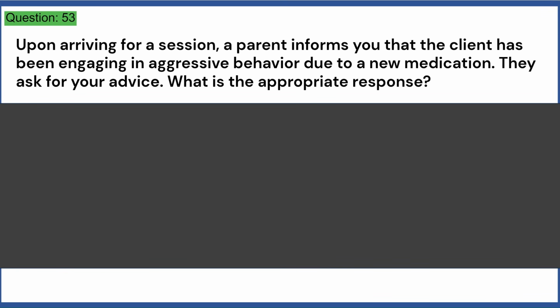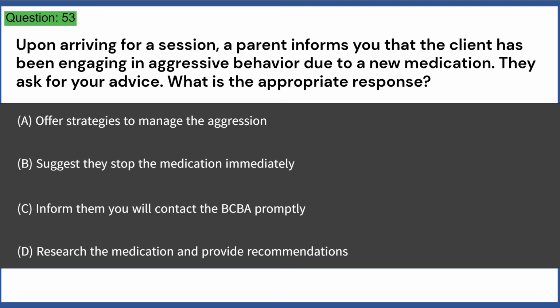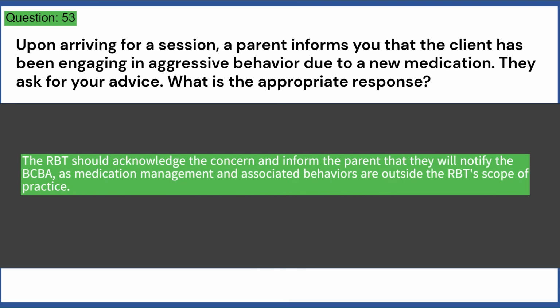Upon arriving for a session, a parent informs you that the client has been engaging in aggressive behavior due to a new medication. They ask for your advice. What is the appropriate response? A. Offer strategies to manage the aggression. B. Suggest they stop the medication immediately. C. Inform them you will contact the BCBA promptly. D. Research the medication and provide recommendations. Answer C. The RBT should acknowledge the concern and inform the parent that they will notify the BCBA, as medication management and associated behaviors are outside the RBT scope of practice.